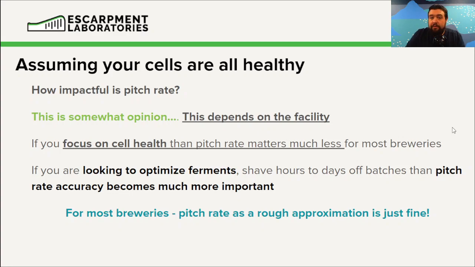If you're looking to optimize your ferments, shave hours off your batches, things like you're really trying to hone things in, then yeah, pitch rate has a big impact. Making sure you have, say, 1.2 trillion cells or a million cells per mil versus 1.1, that can save you some hours. But for the most part, for most breweries, I would strongly suggest you focus on yeast cell health and have that be the most important thing you focus on. Pitch rate as a rough approximation would be like 0.5 to 0.7 or 0.8. That variance you see in that range is more than sufficient as long as you have healthy yeast cells.